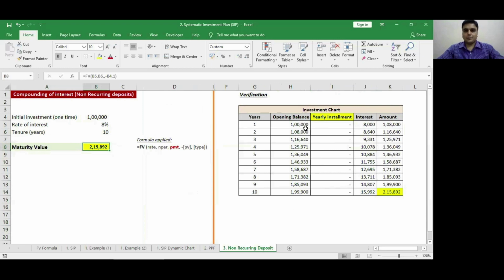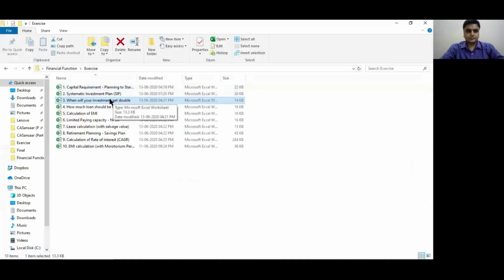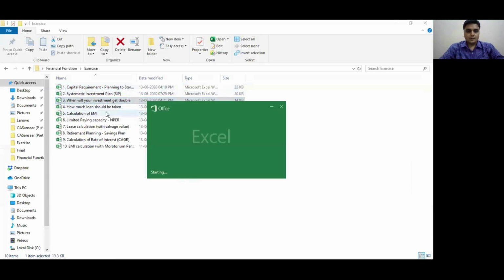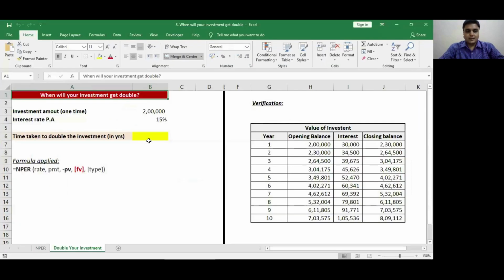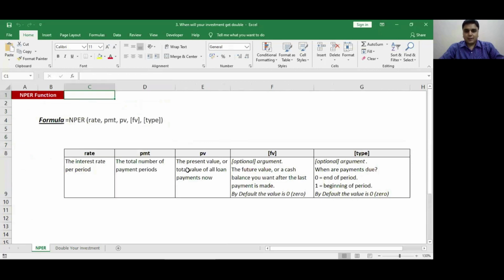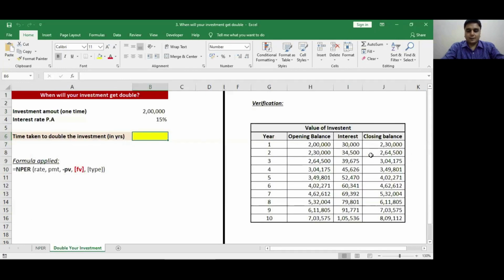So let's move on to another exercise. In this exercise, we will see how much tenure will it take for our investment to get double. Now let's say I've invested 2 lakh rupees and the rate of interest per annum is 15%. So for calculating the number of years in which the investment will get double, I need to apply the formula NPER. Now NPER has got 5 arguments: rate, PMT, present value, future value, and type. So let's use this formula to derive this value.